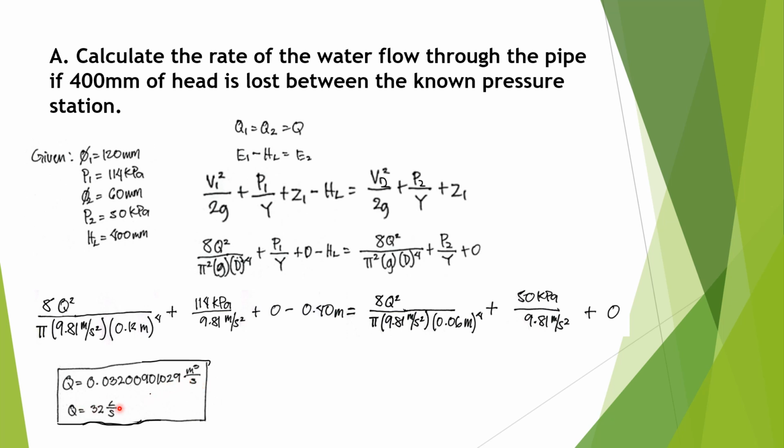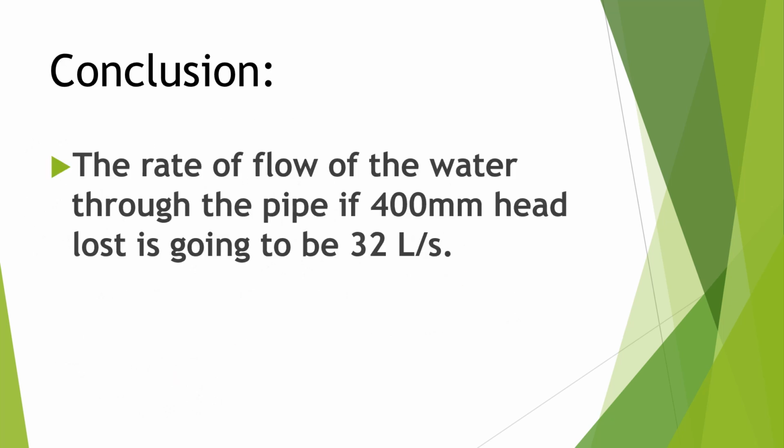So we convert it to liters. In liters, we have 1,000 liters per cubic meter. So 0.0320 multiplied by 1,000 is equal to 32 liters per second. So in conclusion, the rate of flow of the water through the pipe if 400 millimeters of head loss is incurred is going to be 32 liters per second.